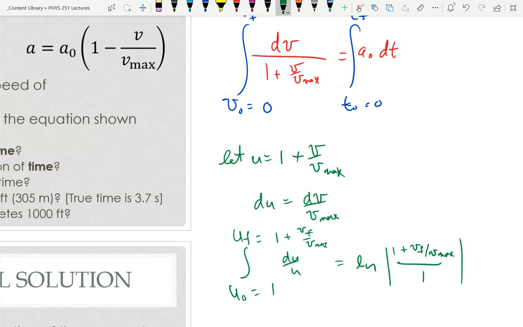Except for one thing. No, not plus C. That would be if I didn't have a limit. Oh, right. I replaced dv with du, but dv is actually Vmax du. So I need to have times Vmax out here. That's not part of the natural log. That's multiplied by the natural log. So it's Vmax. I wouldn't put it out here except I didn't have space. So then that one cancels out, never mind.